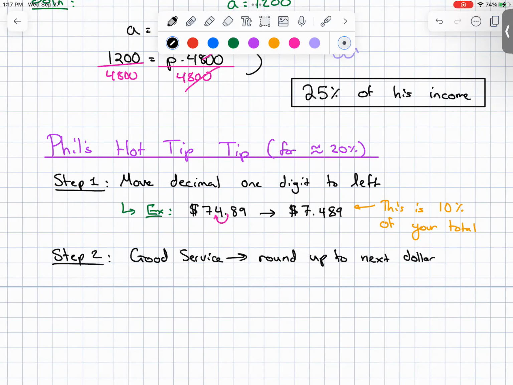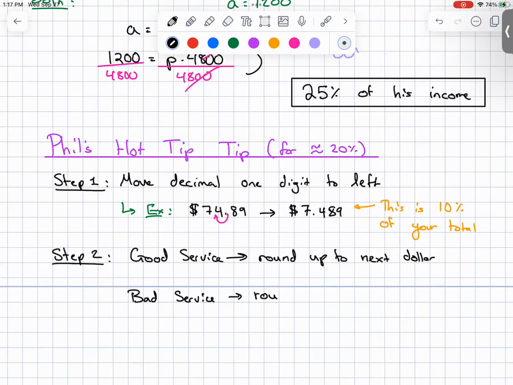Now, if you don't want to be that generous, like maybe it's $8.01, maybe you only round up to the next $0.50, so $8.50, because multiplying 50 twice is not too terrible. And then if it's bad service, then you're going to round down.